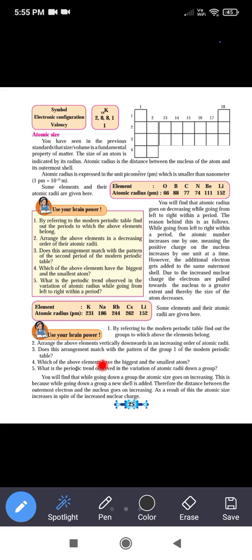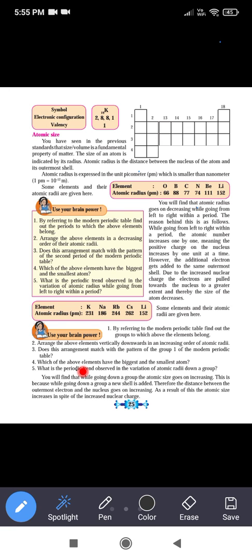Arrange the above elements vertically downward in increasing order of atomic radii. Does the arrangement match with the pattern of group 1 of the modern periodic table? So yes, it matches with the group 1 elements. Which of the above elements have the biggest and smallest atom?